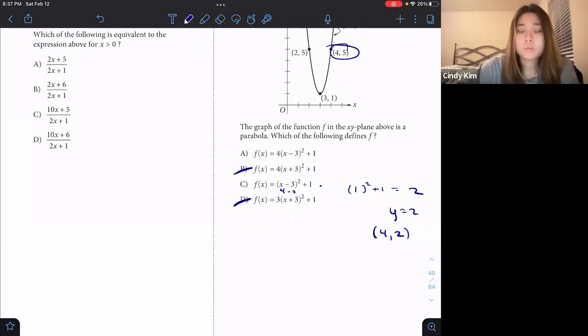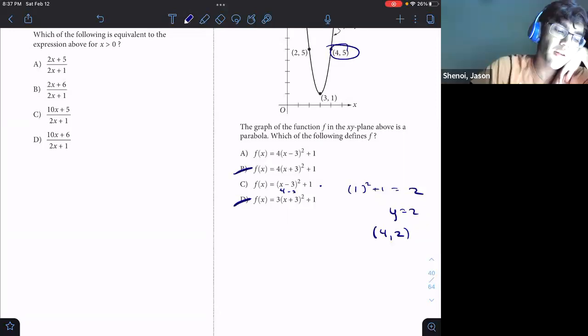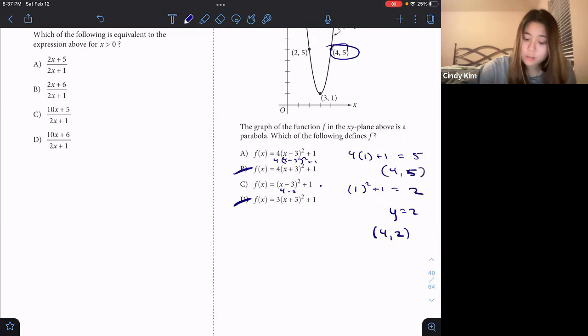No. Let's do the same thing here. 4 minus 3 squared plus 1, times 4. So 4 times 1 plus 1 equals 5. That's (4, 5). That's the answer.